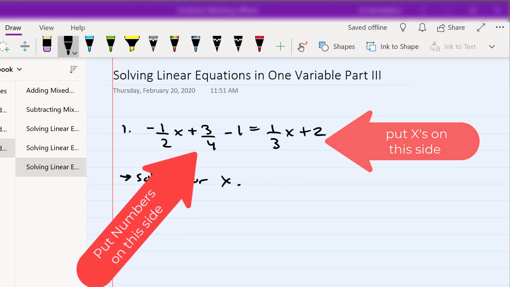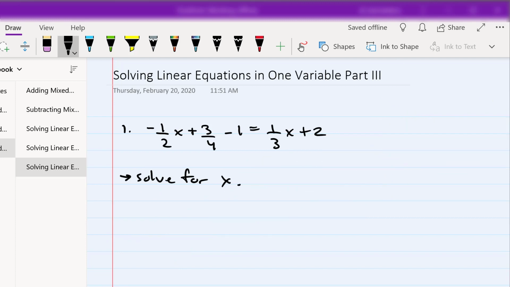Since minus 1/2 x is on the left side and there's a 1/3 x on the right side, I'm going to move the minus 1/2 x to the right side and the numbers to the left side. So let's proceed with that. If we move the minus 1/2 x to the right side, we're going to have 3/4 minus 1 equals 1/3 x plus 1/2 x, because we moved the minus 1/2 x to the right side, plus 2.